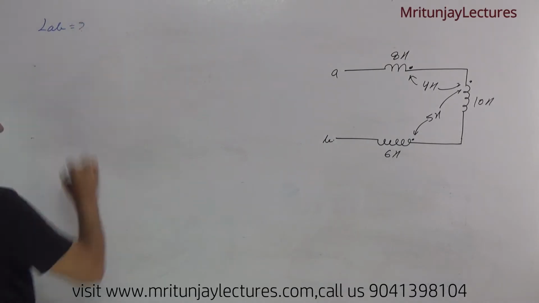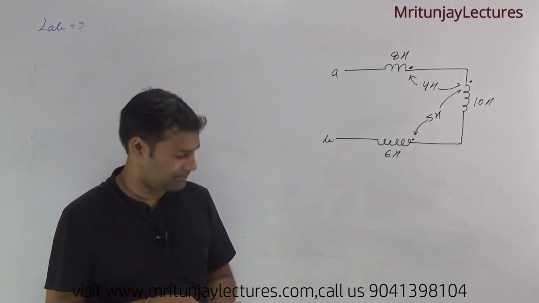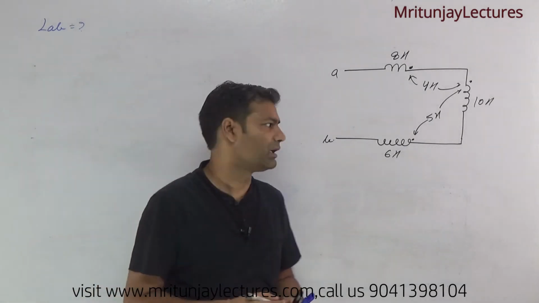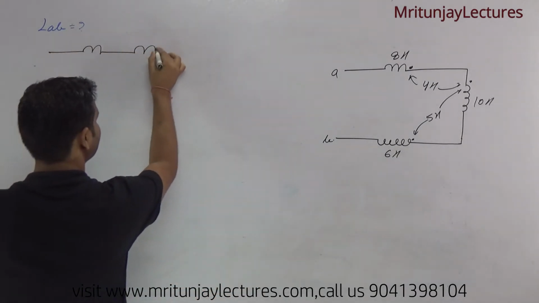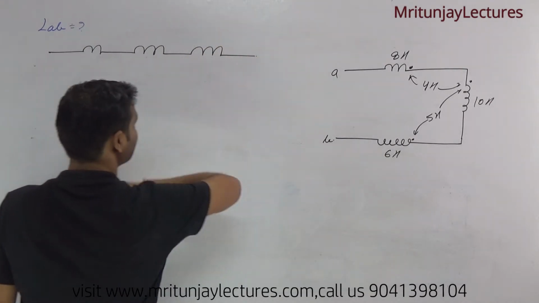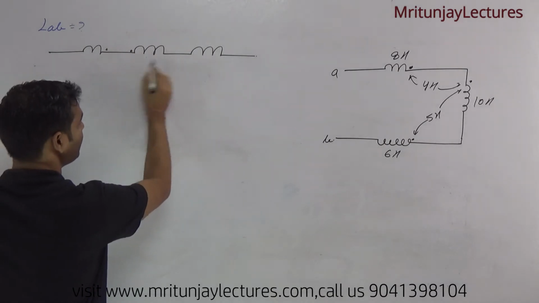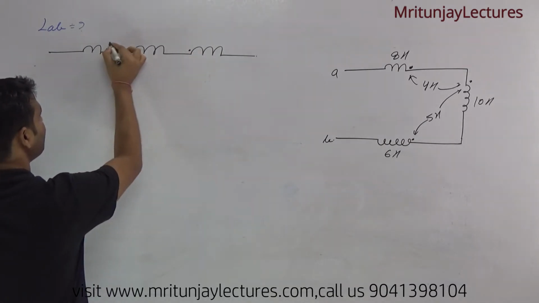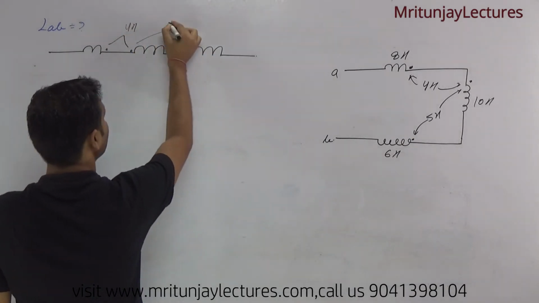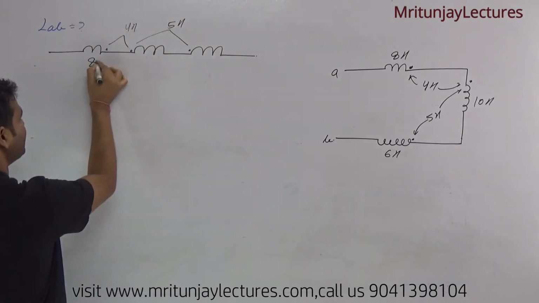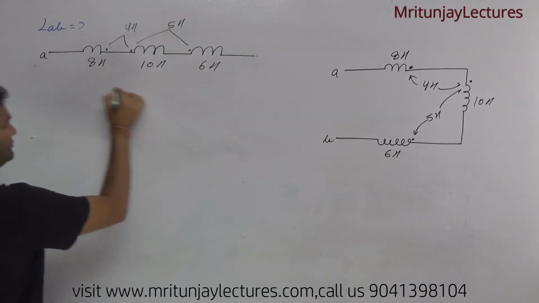Our motto: determine L of AB, the equivalent impedance, the equivalent inductance corresponding to AB. How can we determine it? First of all, make dots: this one is a dot, after that this one is a dot, and after that here a dot. In between are 4 Henry, 5 Henry, and then 8 Henry, 10 Henry, and 6 Henry. That is A and that is B.